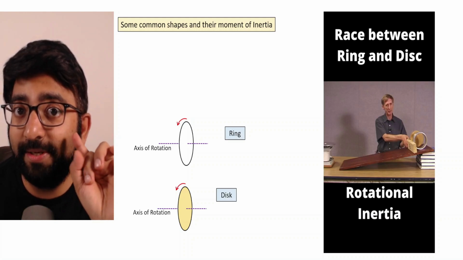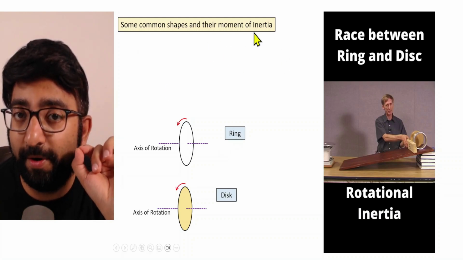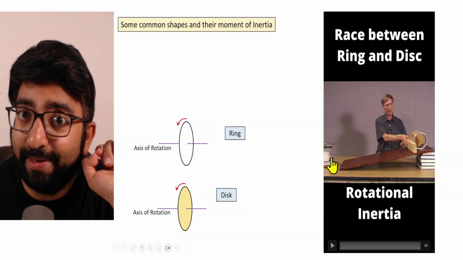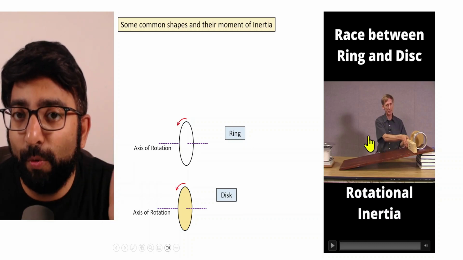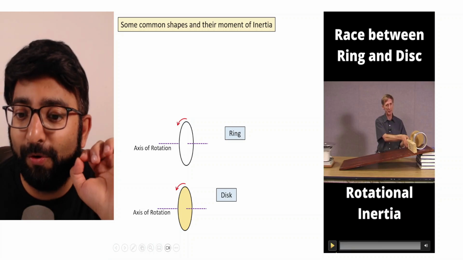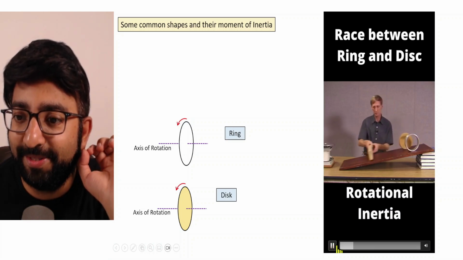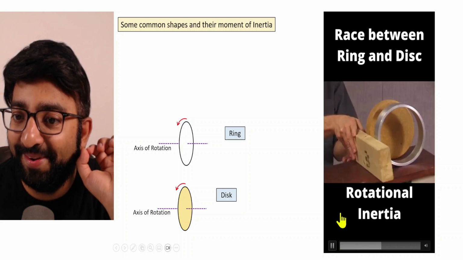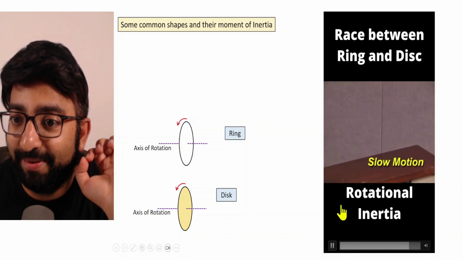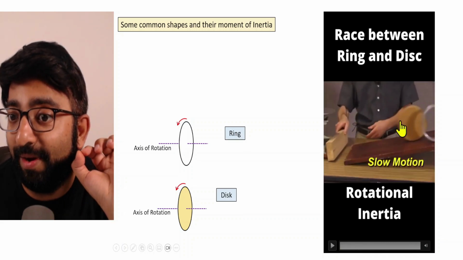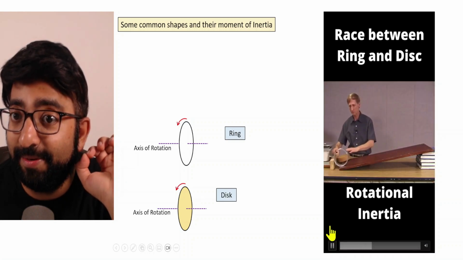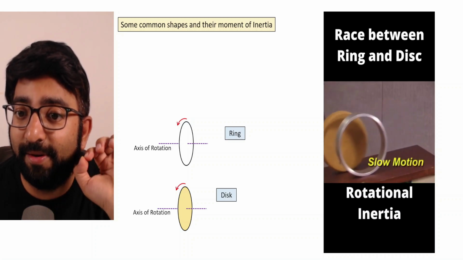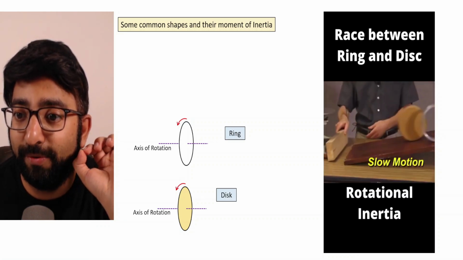Now remember, the rotation has a direct connection with moment of inertia. So whoever reaches late has a higher rotational inertia, which would mean a greater moment of inertia. So let me play this video and let's watch. When the race starts, did you see it? The disk is actually traveling a lot faster than the ring. Let me play this video again. As you can see, the disk reaches the ground much earlier as compared to the ring.